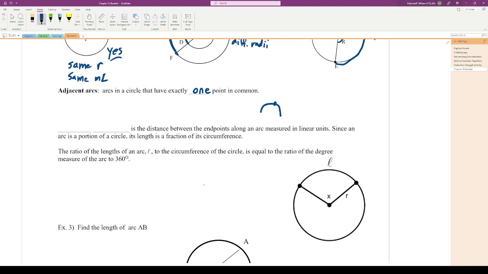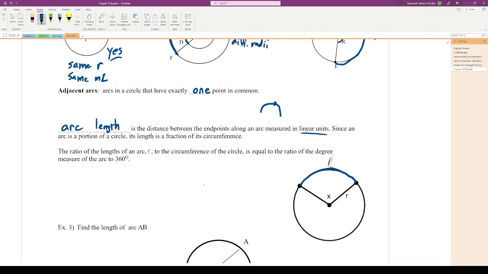Blank is the distance between endpoints along an arc. So this should be arc length, which I mentioned up at the top of the notes. Arc length is measuring an arc not by the number of degrees, but by the actual length of it. Think if you were making it out of tape, how much tape would you need to go around that distance? So it's measured in linear units, like inches, millimeters, and so on.